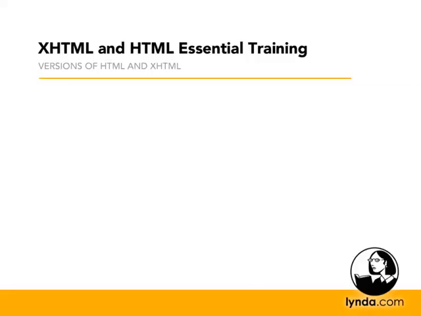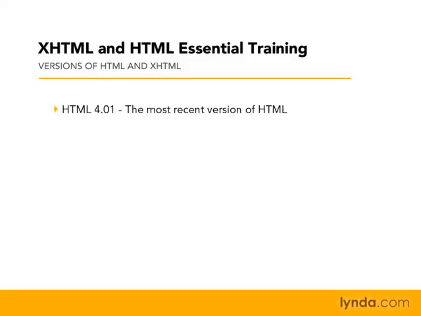There are a number of versions of HTML and XHTML available. Let's take a look at them. HTML 4.01 is the current version of HTML. It has been in use since 1999 and it is still the standard today.